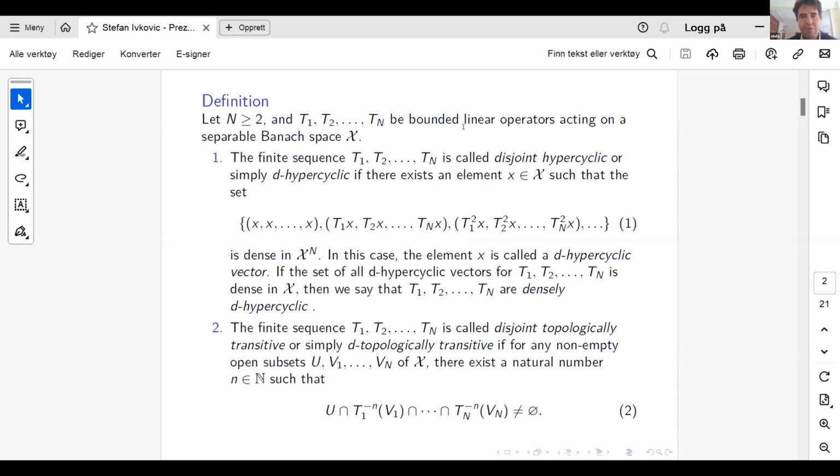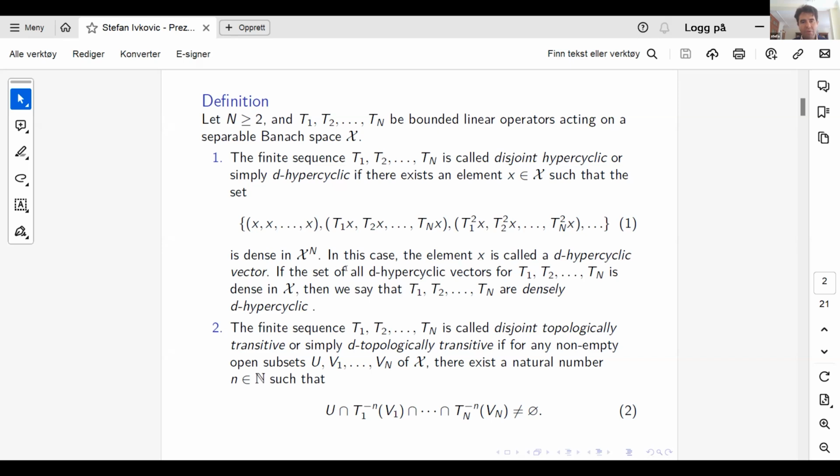Let me first fix some notation. If you have N greater or equal to 2, and you choose a finite sequence of bounded linear operators acting on a separable Banach space, then this finite sequence is called disjoint hypercyclic, or simply D-hypercyclic, if there exists an element x such that the set of n-tuples of this form is dense in X to the power n. In that case, the element x is called a D-hypercyclic vector.